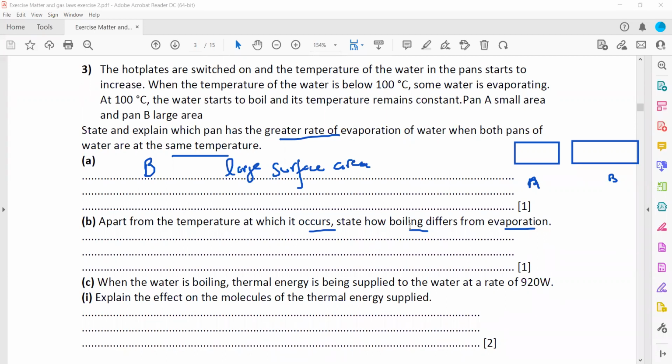Or in evaporation, there are no bubbles. In boiling, bubbles will form. Evaporation occurs only at the surface, whereas boiling occurs throughout the liquid. So you can mention any one of them.